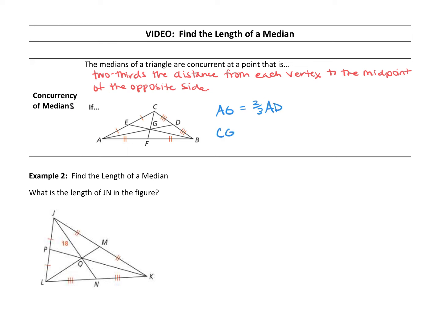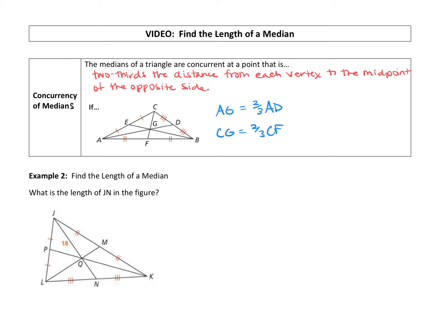CG, so CG is coming from, here's another median. So from the vertex to the concurrency of your medians, that's equal to 2/3 of that whole median CF. So basically your median is split into thirds. From the vertex to the concurrency point is 2 of those thirds, and from the concurrency point to the midpoint is 1/3. But we kind of write it out in this way right here.